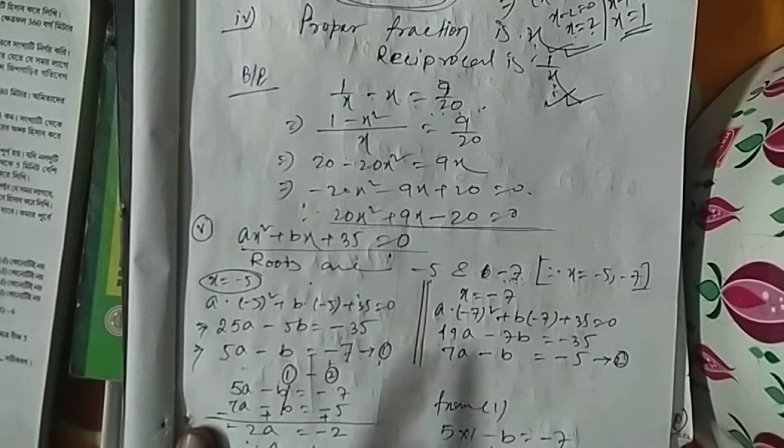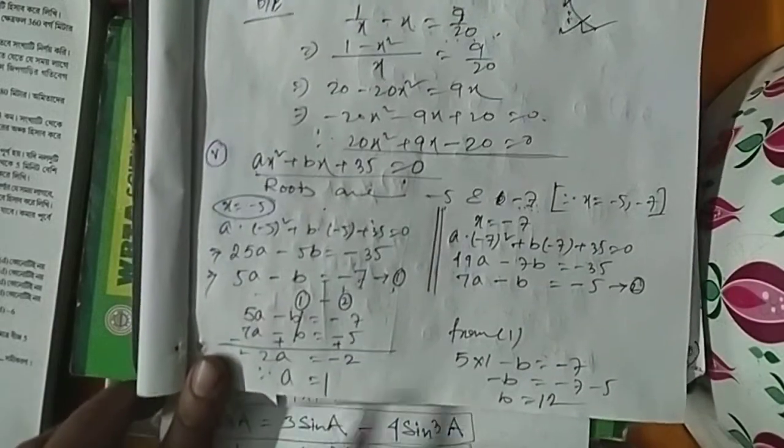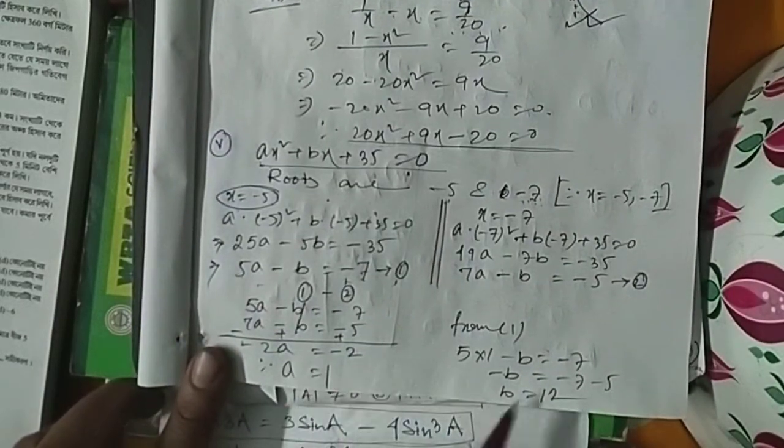Then solve these equations by elimination method. We get the value of a and b. a is 1 and b is 12.